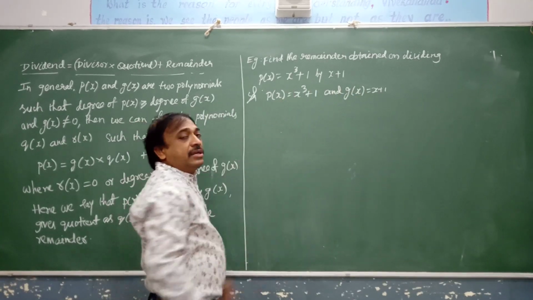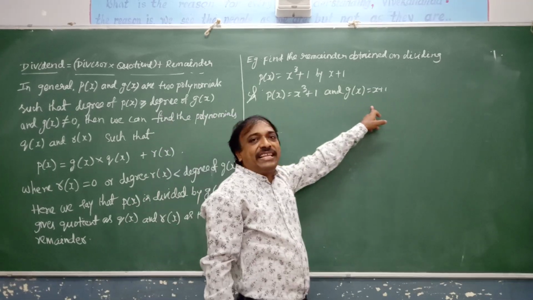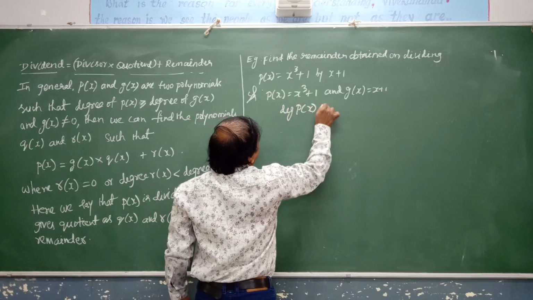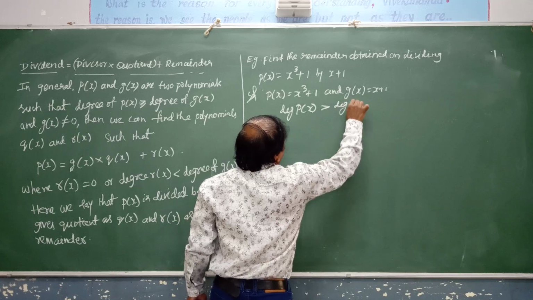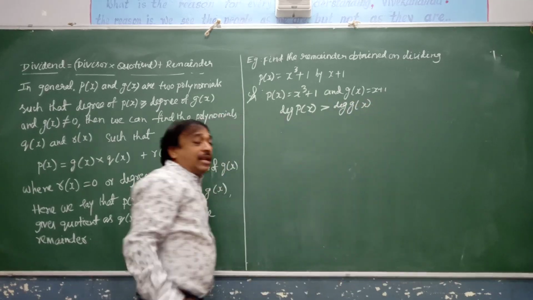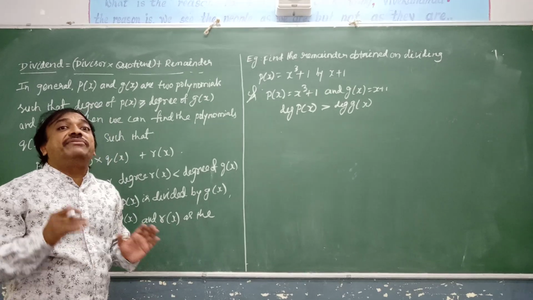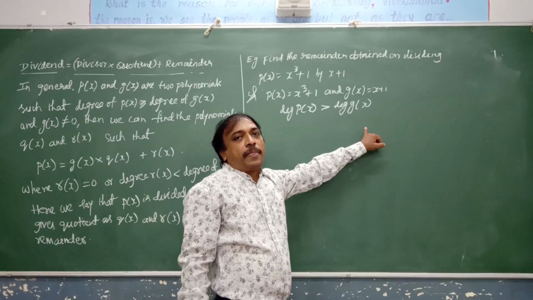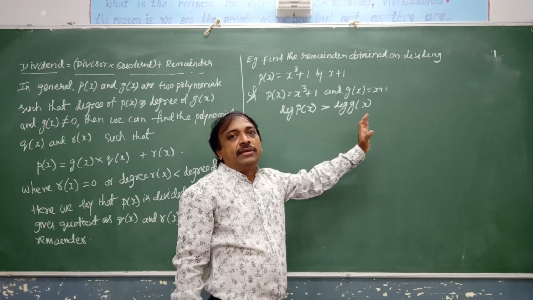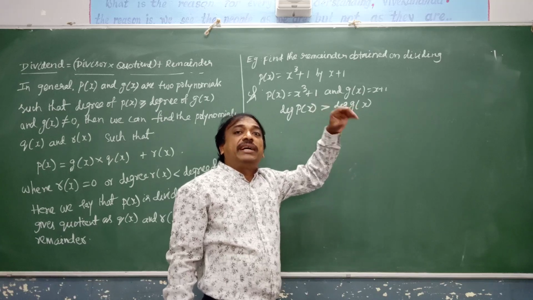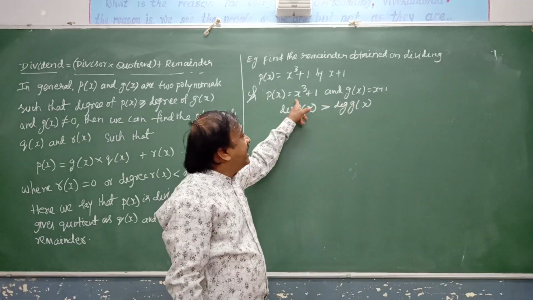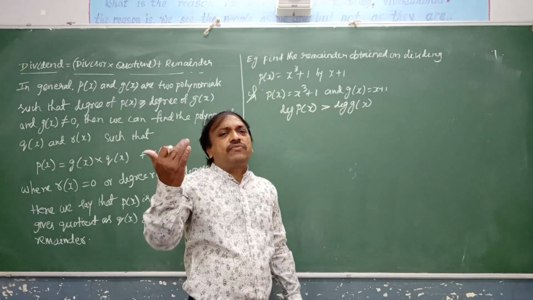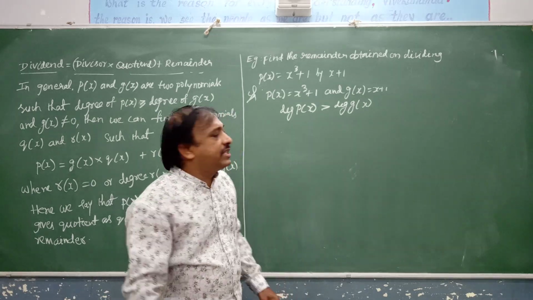Observe, the degree of p of x is greater than the degree of g of x. Sometimes it may be equal, then only can you do the division. If the degree is less than this, then we cannot do the division. In numbers we learned how to divide by converting into decimals, but here the degree of p of x must be greater than the degree of g of x. You can write it as 1 by, but you cannot simplify further.